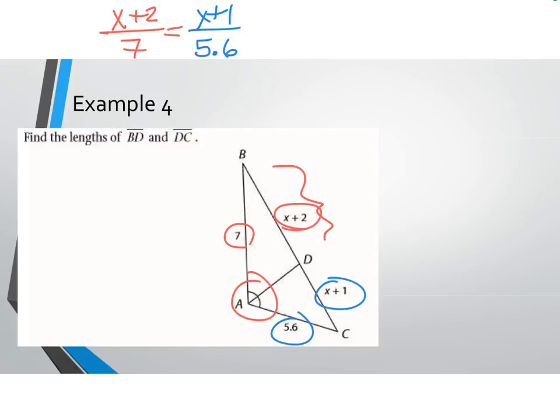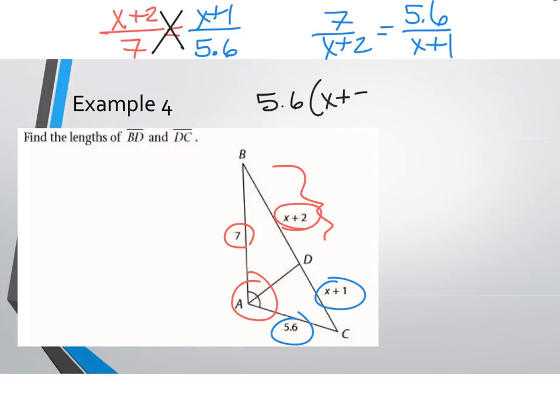Other possibilities would also give you the correct answer if you happen to see it and want to write it as 7 over x plus 2 compared to 5.6 over x plus 1. There's even a third way where you could do 7 to 5.6, x plus 2 to x plus 1. They would all give you the correct answer. I'm going to go with this one right here and write out my cross products. So 5.6 times x plus 2, that's one cross product, equals 7 times x plus 1. There will be some distributing here. Just be careful with your algebra.